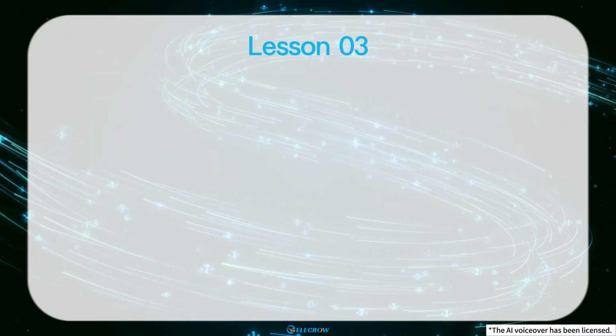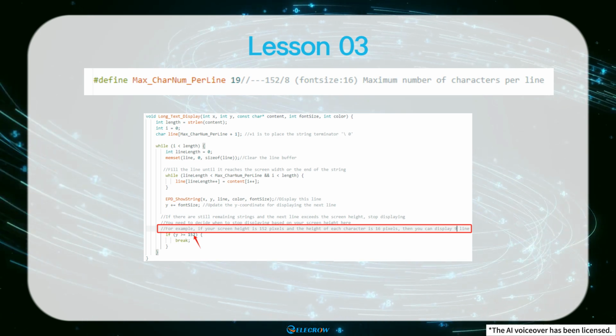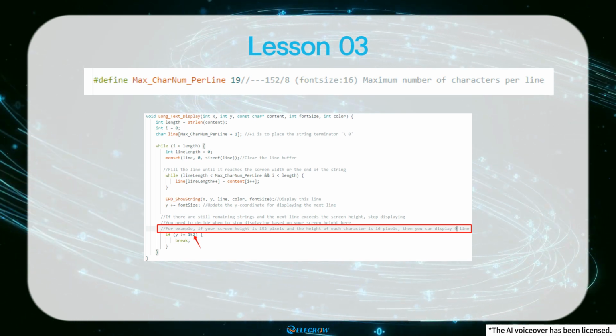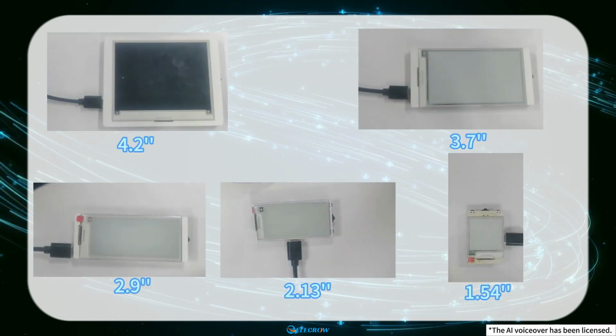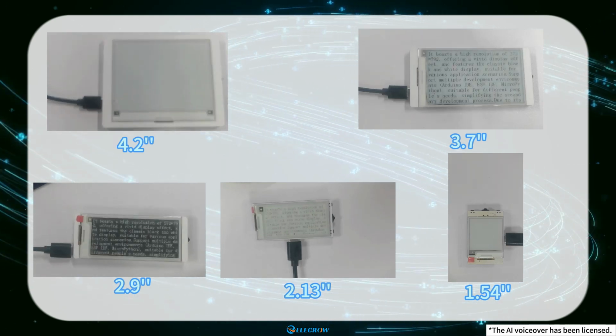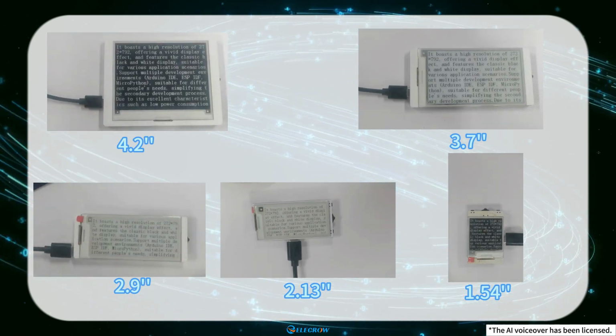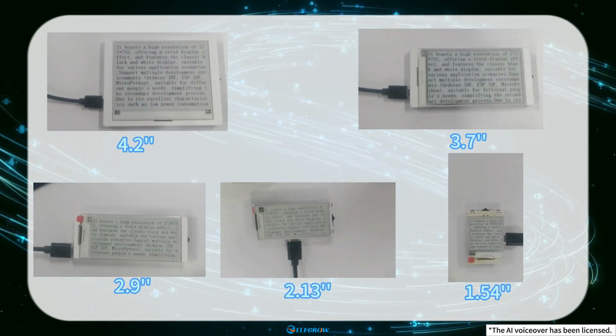For the code we provide, please note that for global text display of other sizes, the range of the max char num per line and long text screen functions at the beginning of the code needs to be adjusted according to the different resolutions of each size. Here are the results of other sizes for reference, and pay attention to the different resolutions during your use.